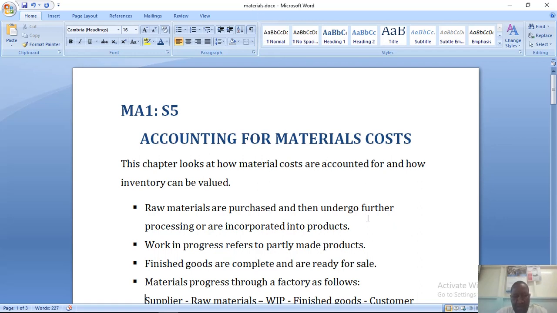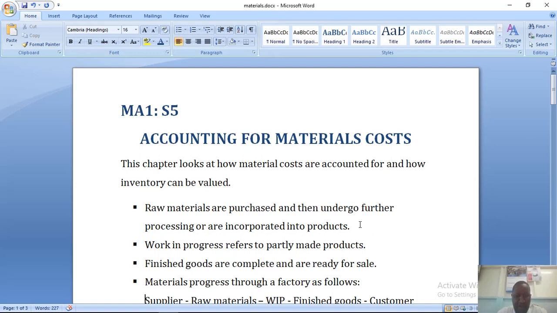Raw materials are purchased and then undergo further processing in order for a company to come up with finished products. So at the end of the period, more especially in manufacturing companies where production takes place as a continuous process, you may have incomplete units, which we call the work in progress. So incomplete units refer to the partly made products which are not yet finished, and you may also have the finished products. These are products that are 100% complete.